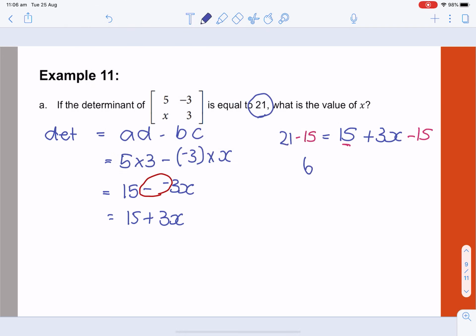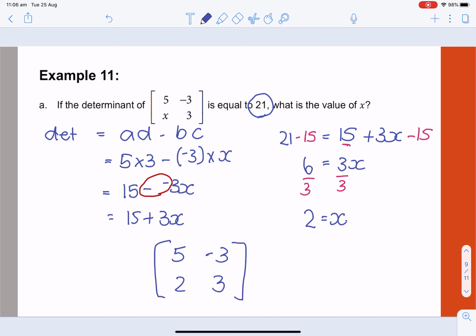And I end up with 6 is equal to 3x. Now I need to get rid of this 3. So I'm dividing both sides by 3. And I get 2 is equal to x. So my final matrix would be 5, negative 3, 2, 3. It didn't ask me to write out the matrix, but I'm just popping that back in there.